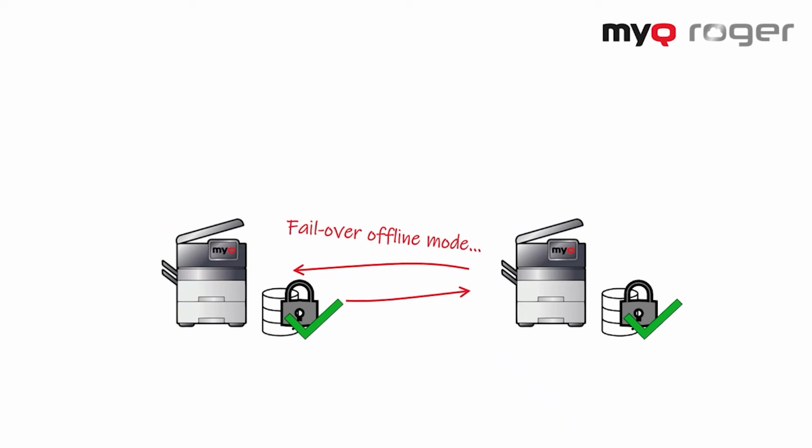But that cannot happen if you are using MyQ Roger with the device pooling, because it offers a failover offline mode where the system automatically remembers who you are when you used it for the last time, and that way it knows who you are. You can come to the machine, authenticate, and get the print jobs. And even if you come to a machine that doesn't know you, the device automatically gets the data from other machines within the same subnet. So it gets your print jobs and it can let you in if any of the other machines know you.